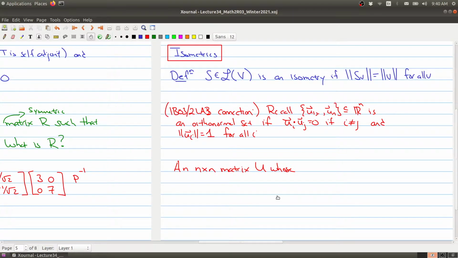So welcome to part 3 of lecture 34. We're going to look at a different operator. In the last part we were looking at positive operators. In this part we're going to look at an isometry.